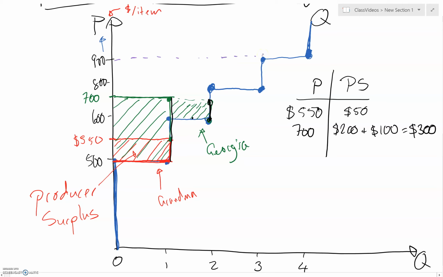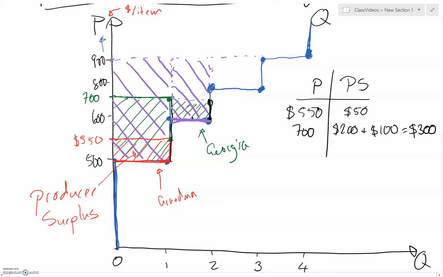Okay, so now we have Grandma still selling her item, but now she's selling it at $900, so she's getting more of a benefit, right? So this is Grandma's benefit here. And Georgia is selling her item, but at a higher price now, so she gets a larger benefit, right? A benefit's always going to be the area between the marginal cost, which is the supply curve, which is getting a little bit hard to see now, and the price that sellers receive, which we're now assuming to be $900.